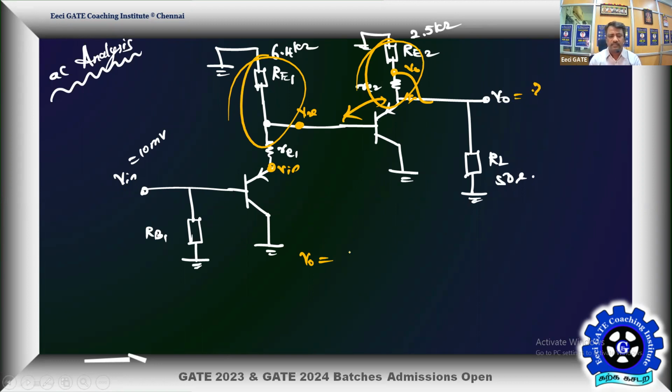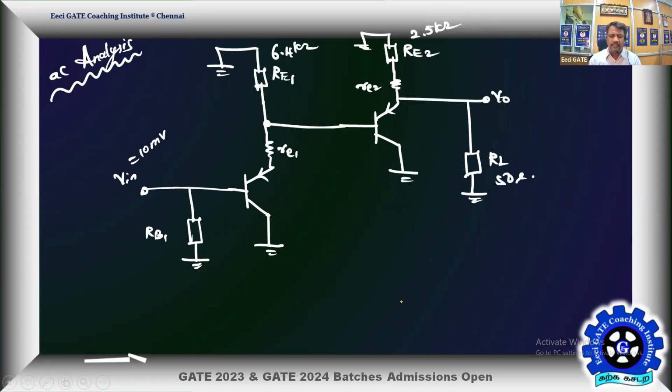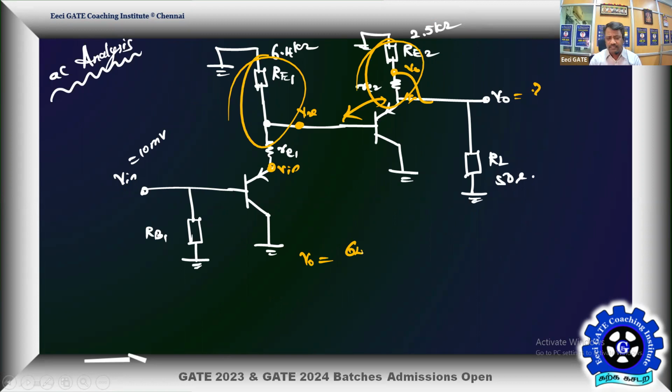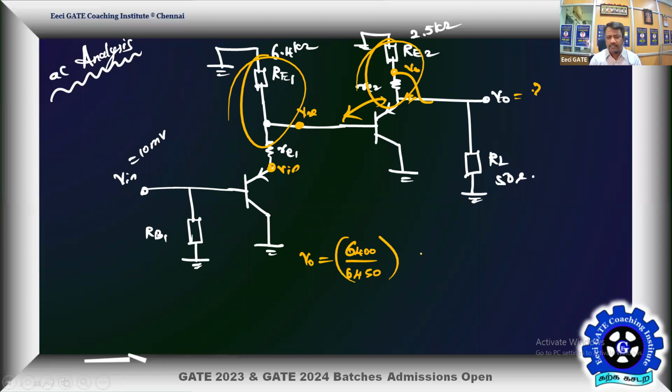So substituting Vx, V0 is 6400 by 6450 into 10 millivolt into this number, 2500 by 2525. So V0 is 6400 by 6450 into 2500 by 2525 into 10 millivolts. Time consuming, but still an easy problem to connect. With a comfortable AC analysis, let me calculate the number.